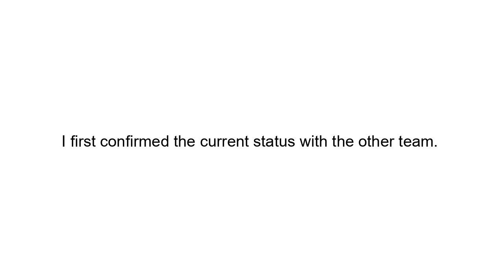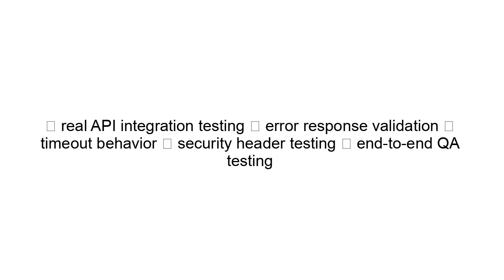Action: I first confirmed the current status with the other team. Then I documented what was blocked. The blocked areas included real API integration testing, error response validation, timeout behavior, security header testing, end-to-end QA testing.